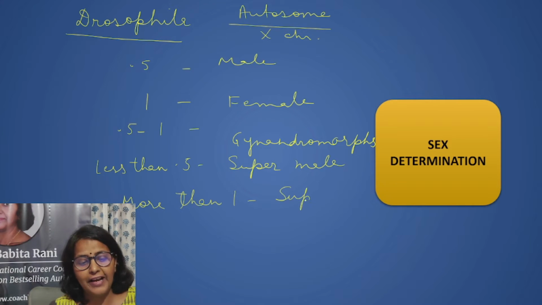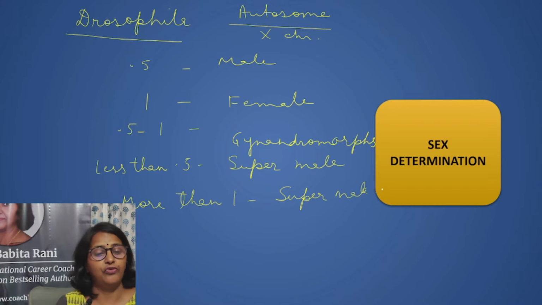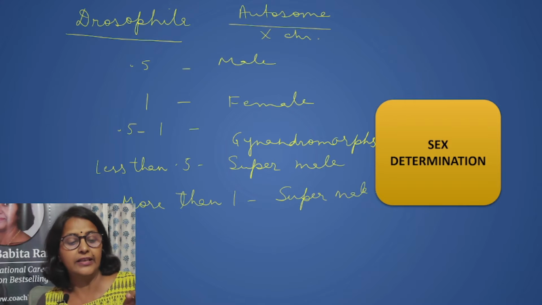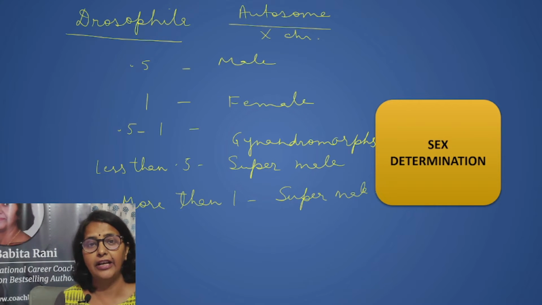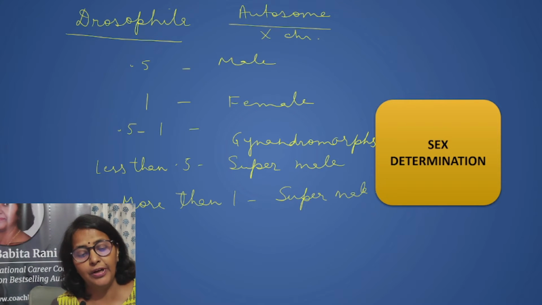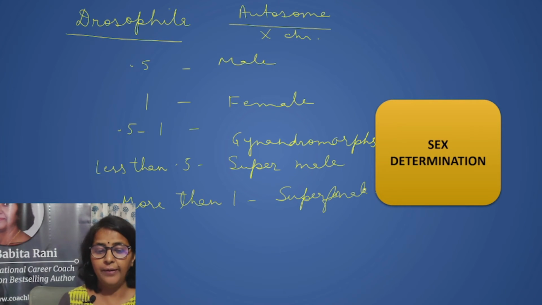So we have 5 different types of sex in case of Drosophila. It can be a male, it can be a female, it can be a gynandromorph, it can be a super male, and it can be a super female. So this is how we determine sex in Drosophila, by finding the ratio between the number of autosomes and the number of X chromosomes.